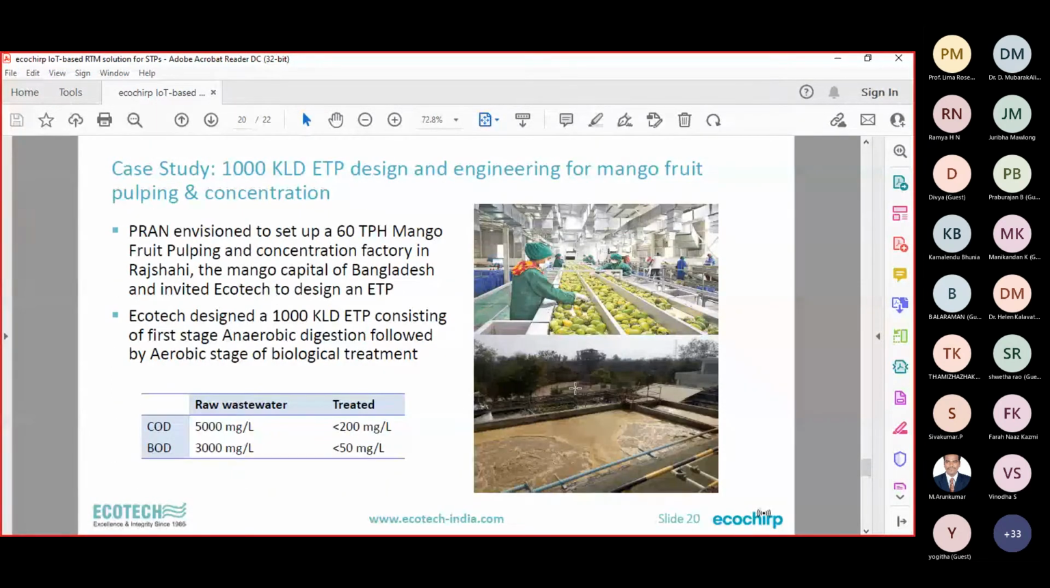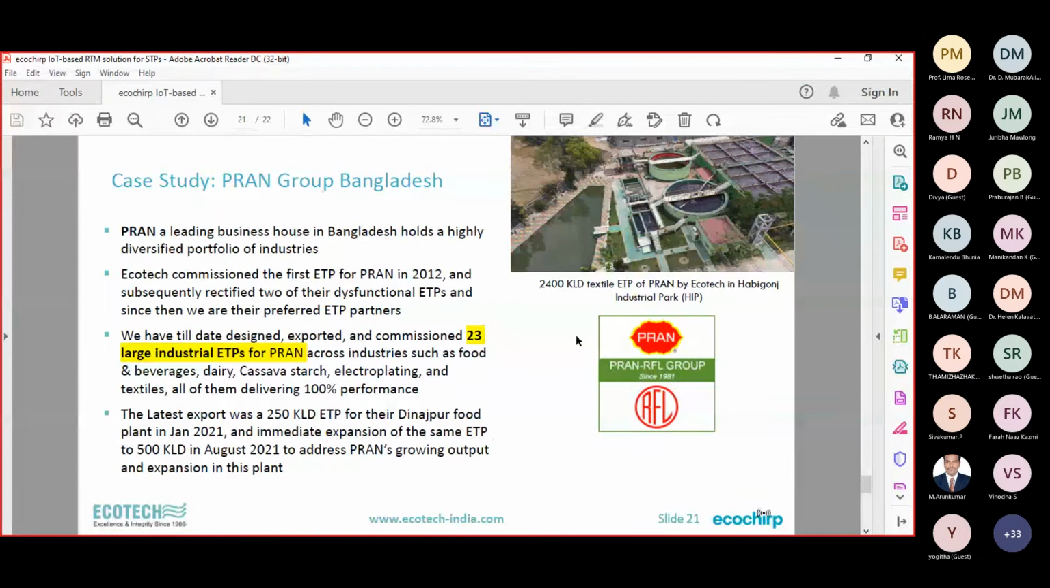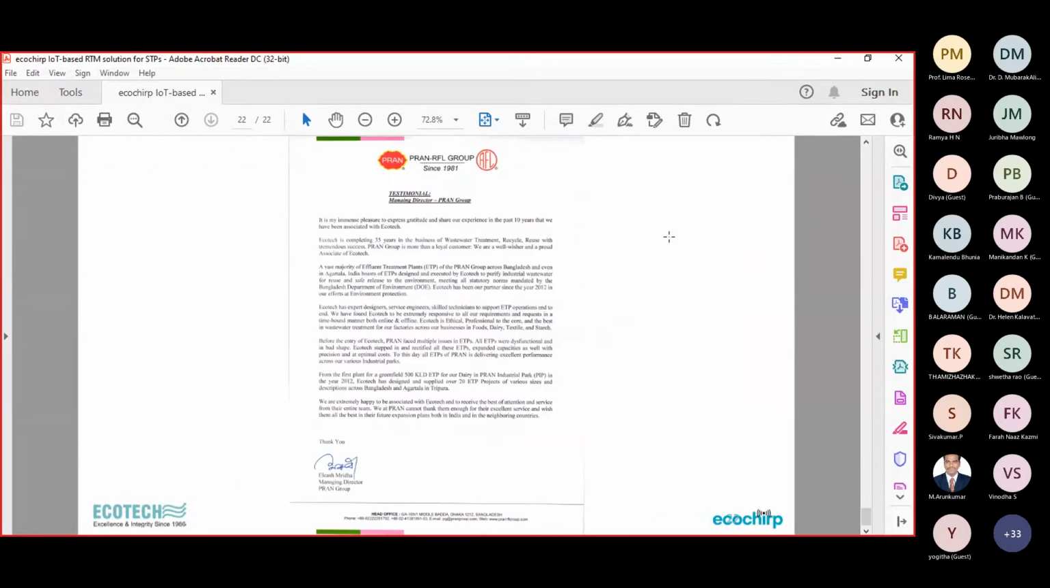This is another mango pulping unit, again for Bangladesh, in Rajshahi. Rajshahi is one of the mango areas, and this is what we said, the textile ETP. And this is the testimonial. Okay, that completes the presentation on the textile wastewater.